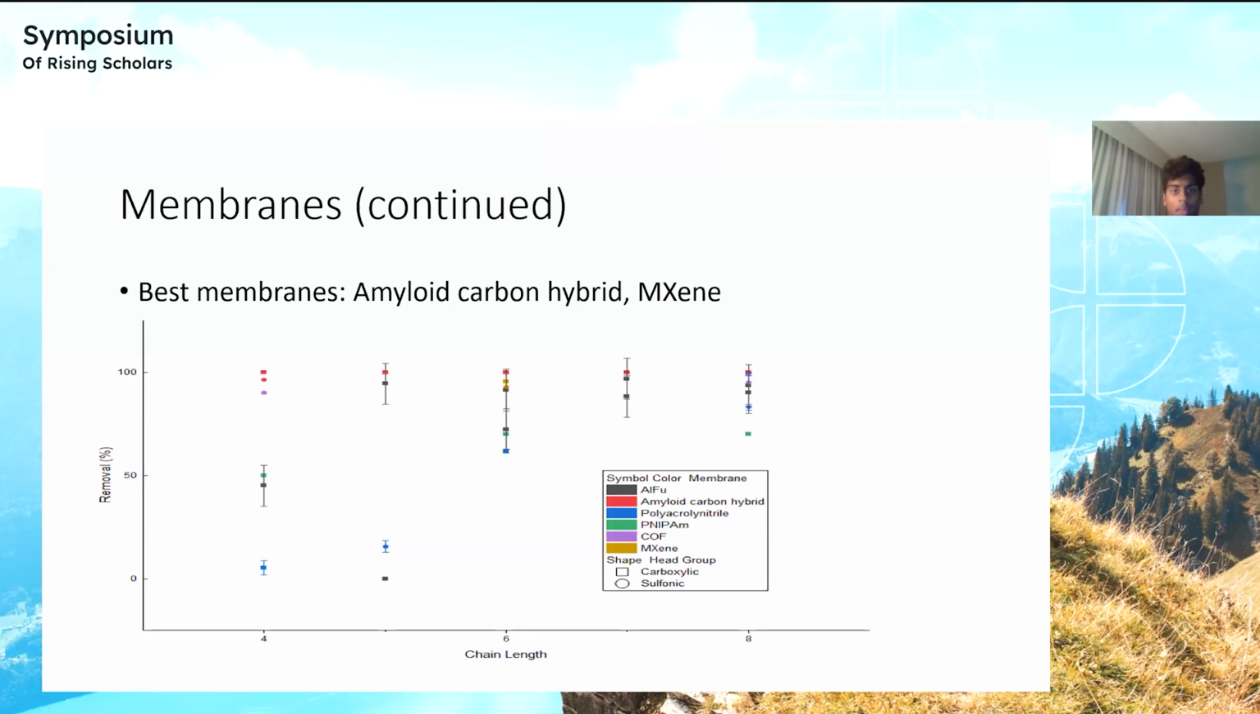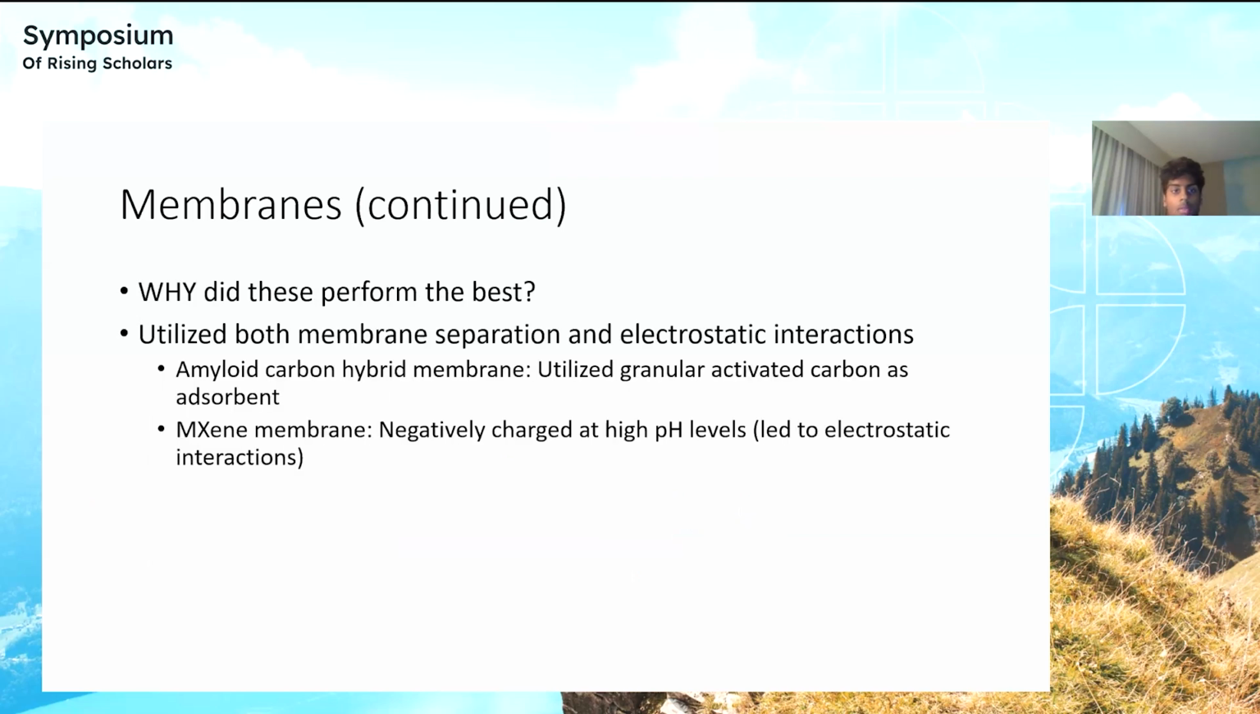The names, again, don't really matter, but the important thing is the ones that performed the best were the ones that incorporated a membrane with a very small pore size combined with some sort of electrostatic interactions. So as you can see, the amyloid carbon hybrid membrane used granular activated carbon as an adsorbent. So these electrostatic interactions interacted with the PFAS even more, which caused more separation.